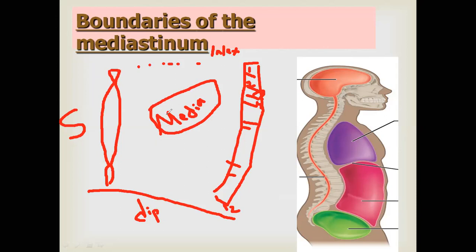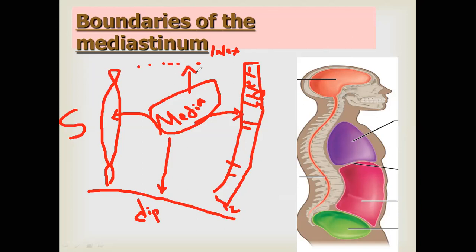The anterior boundary of the mediastinum is the sternum. Posterior to it are the thoracic vertebrae, we have 12. Inferiorly it is bounded by the diaphragm, and superiorly it is bounded by the inlet of the thorax. On each side of this space will be lung.